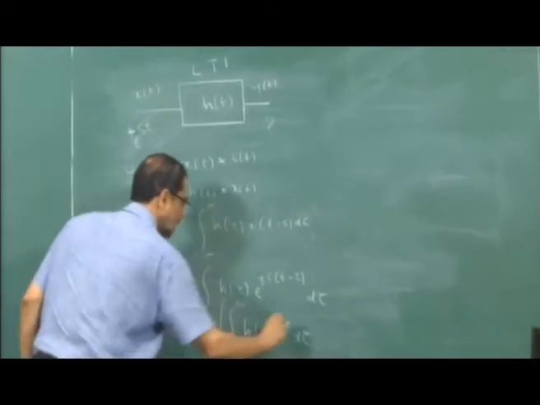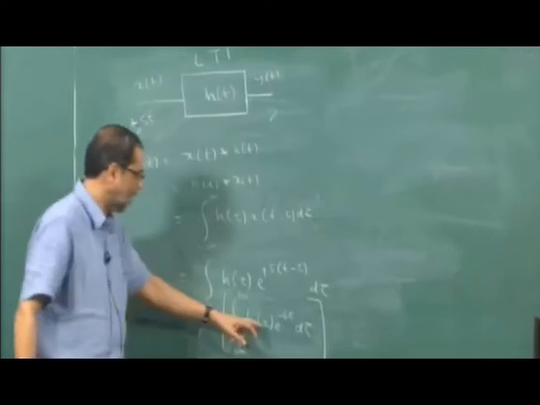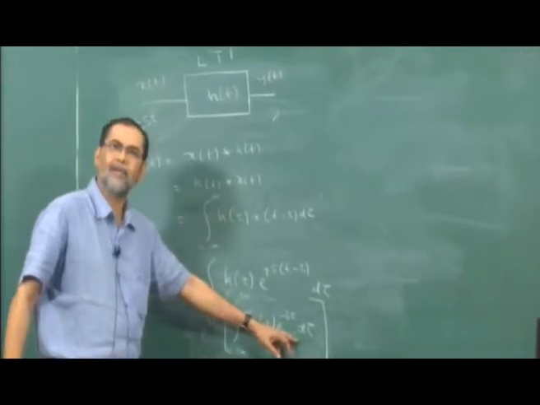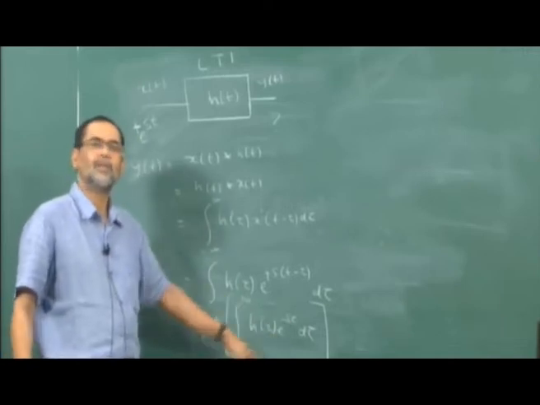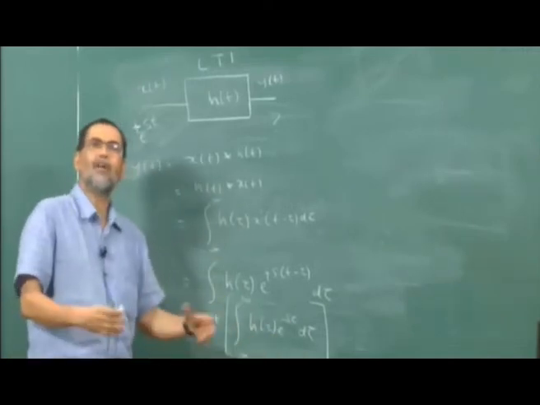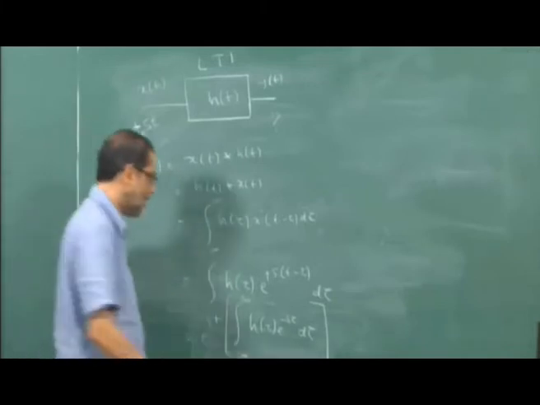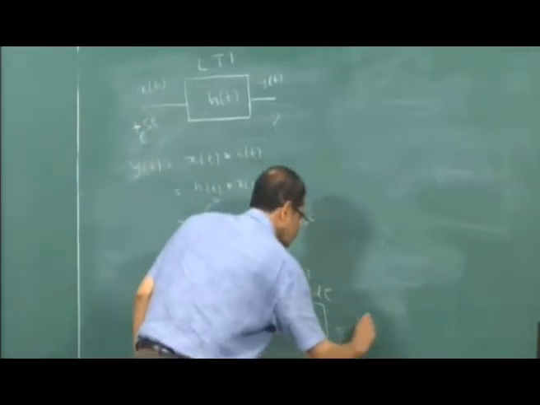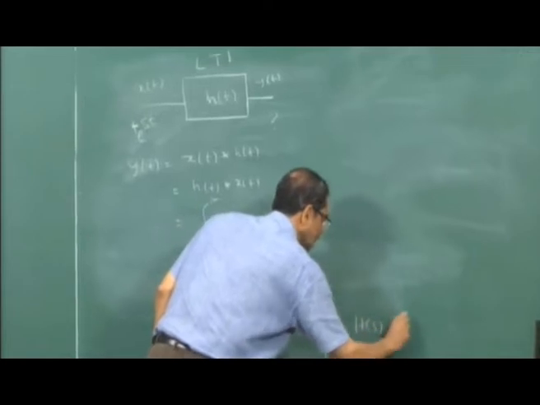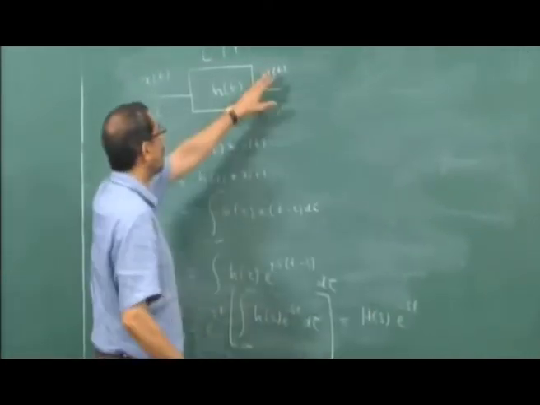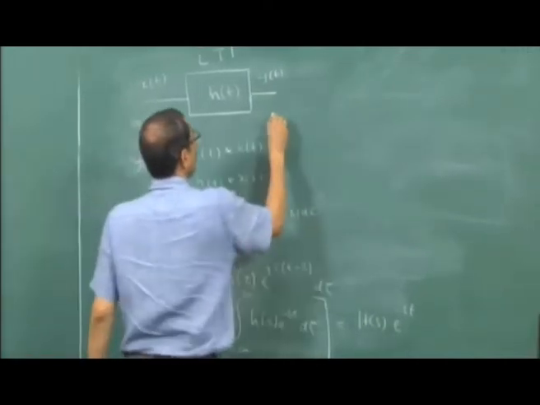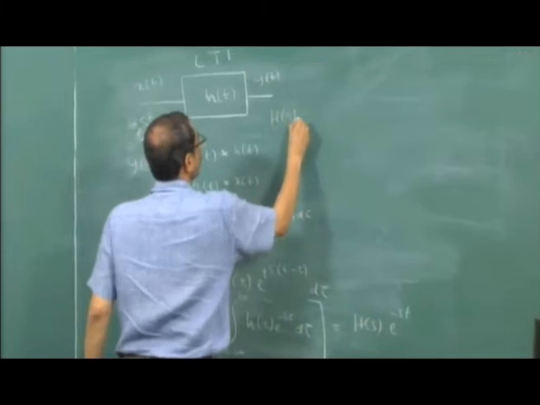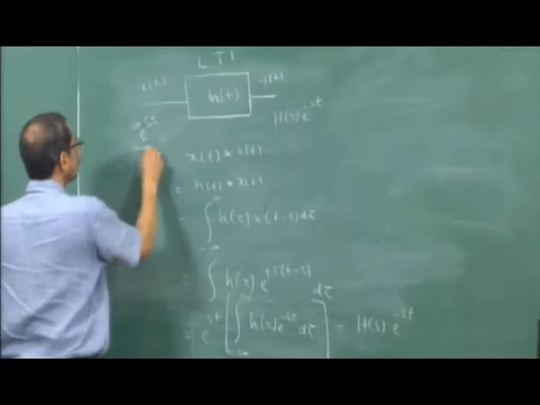Tau is a variable of integration, so it integrates out. Only s is the unknown. So this will be the result, a function of s. So let me call this capital H of s. So it's H of s times e raised to minus st. So the output will be H of s into e raised to minus st. So very interesting result.